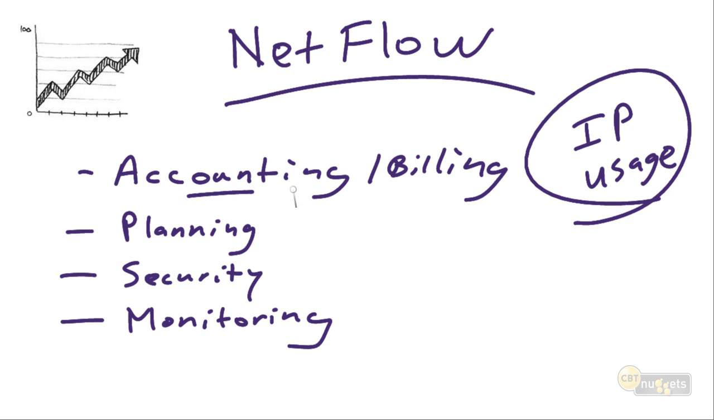It can do accounting and billing for IP usage. Obviously, it can help us plan and design networks and new network infrastructures. It can help us with security planning for the organization because now we know exactly where IP traffic flows are happening and in what kind of capacity, and obviously it would be very valuable for monitoring the network and guarding against choke points in the network infrastructure.